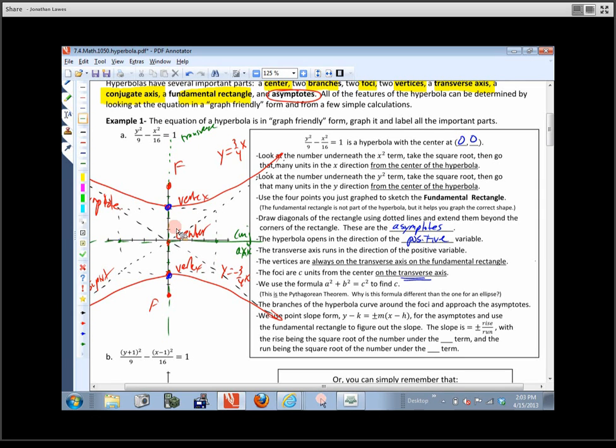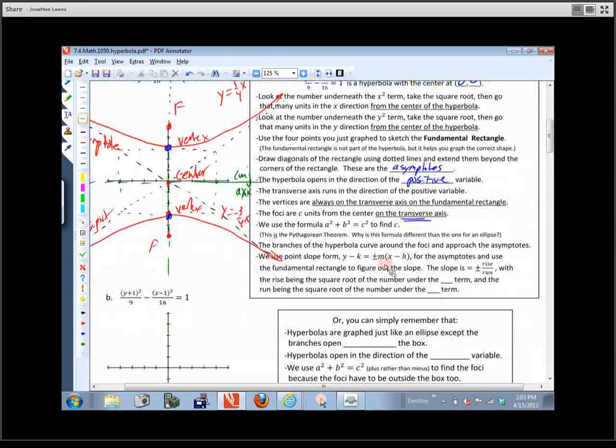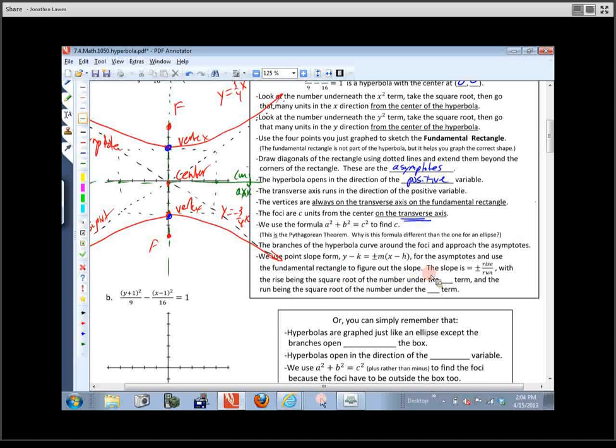On an ellipse, it curves inside the rectangle. This curves out away from the rectangle. Okay, so that's why. The branches of the hyperbola curve around the foci and approach the asymptotes. So you run along the asymptote, curve around the foci, okay, and then approach the asymptote again. And then we can use this formula right here. Take a good look at this. y minus k plus or minus m, x minus h. We can use that formula for the asymptotes.